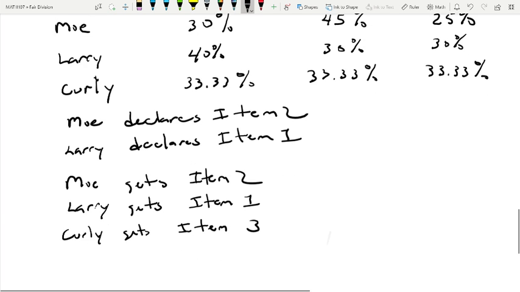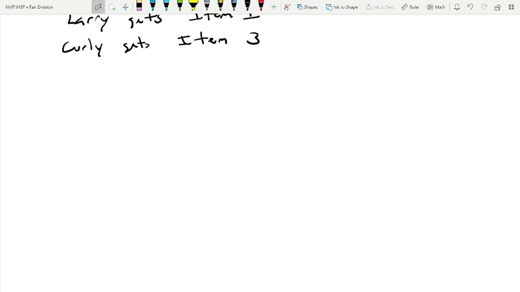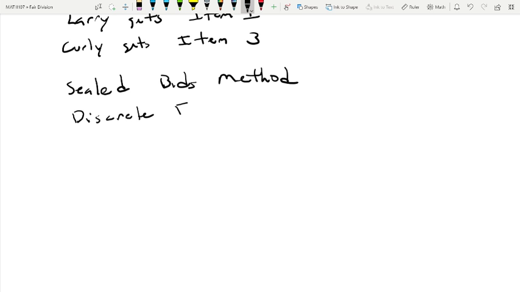Then the next process we'll go through is called the sealed bids method. This is in terms of discrete fair division. Let's first write out what all the steps are, and then again we'll go through an example as to how this works.